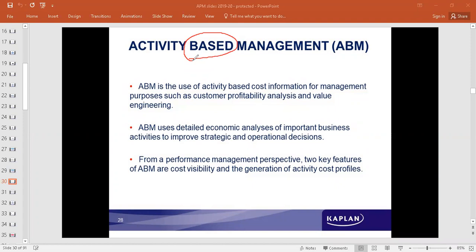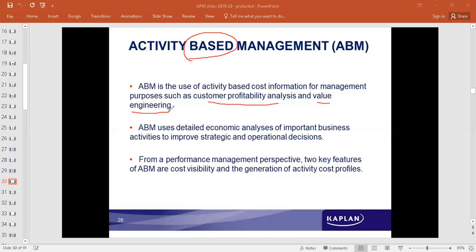So ABM is the use of activity based cost information for management purposes, and they are customer profitability analysis and value engineering. The concept of value engineering, you must be knowing that, where efforts are put into cut down the cost, control the cost, but also taking into consideration that the quality is never compromised. So value is enhanced by way of reducing the cost, but not the quality. That's the concept of value engineering.